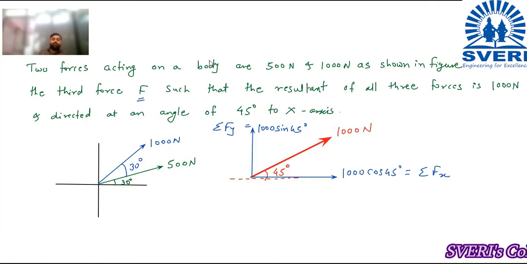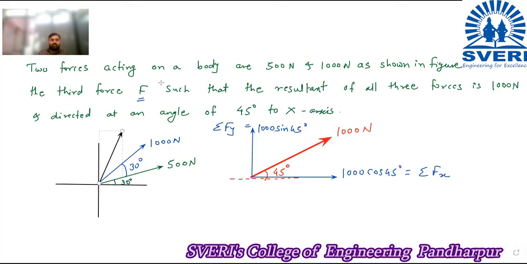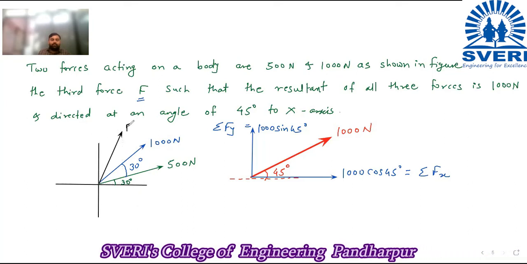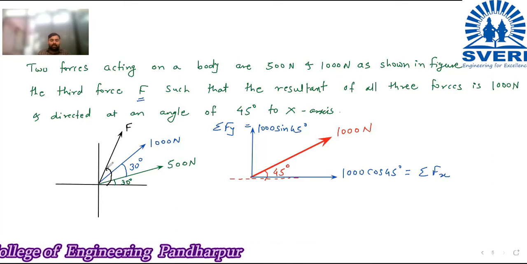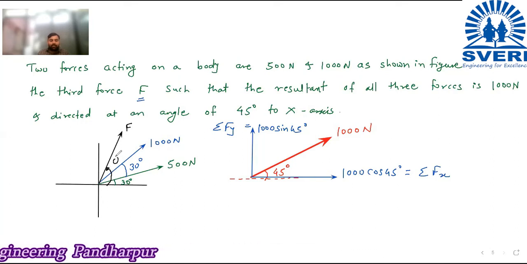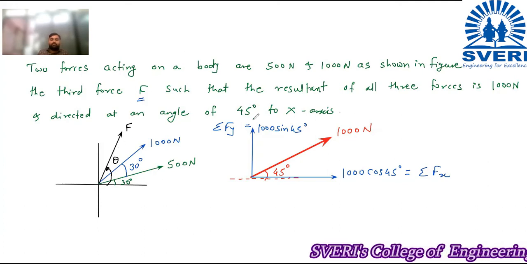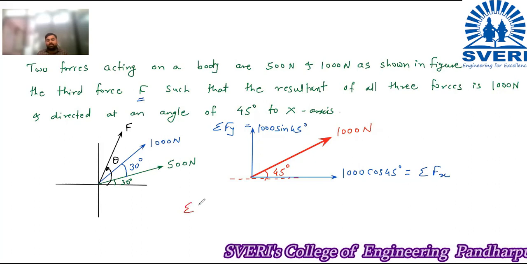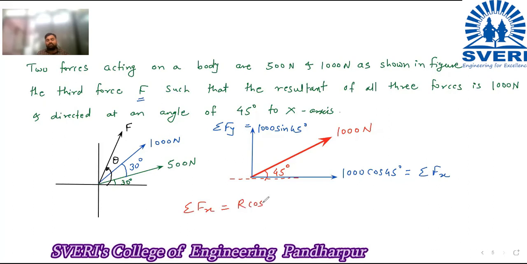Now we need to determine the third force F such that the resultant is 1000. We don't know the value of the third force F, so I will assume that the third force is acting in this direction. Let my third force be F, and let the total angle of the third force from the horizontal be theta. So now, by using the first equation, summation Fx is equal to R cos alpha.